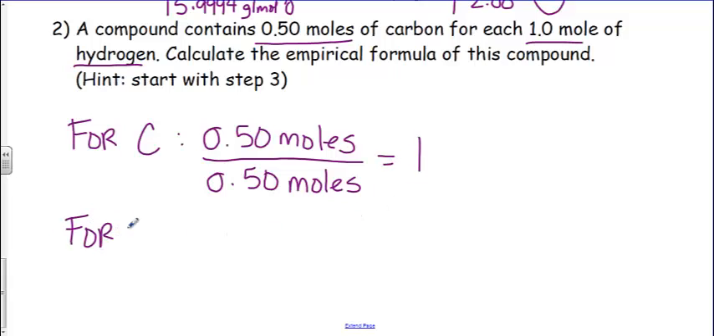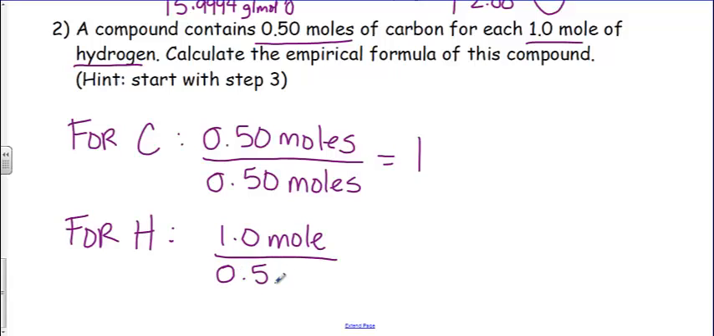For hydrogen, we have 1 mole divided by the lowest number, which is 0.50 moles, which gives us 2. So the subscript on the hydrogen is going to be 2. The subscript for carbon is 1. Therefore, the empirical formula is CH2.